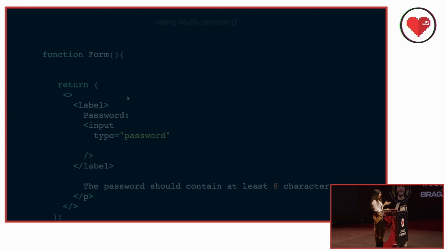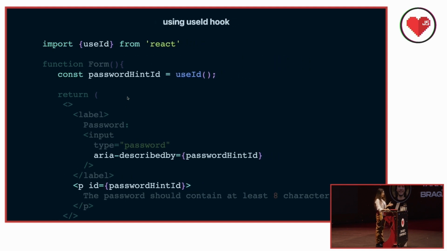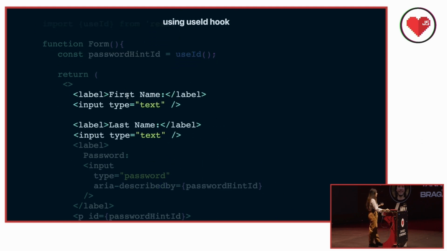So that's why we have a hook, useId. We can call useId, and it gives us this unique ID, which can be used for the ARIA attributes as well as for the ID attribute. Now, let's say I have some more fields in the form, like first name, last name, and we also want to use unique IDs here. So what should we do? Call useId 3 times?